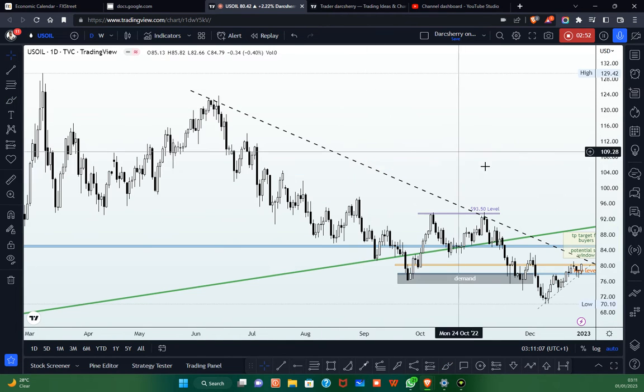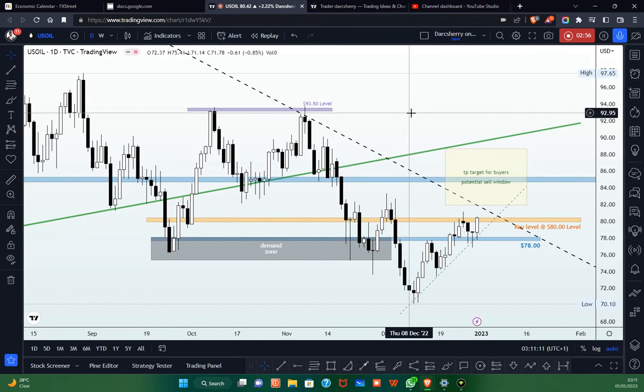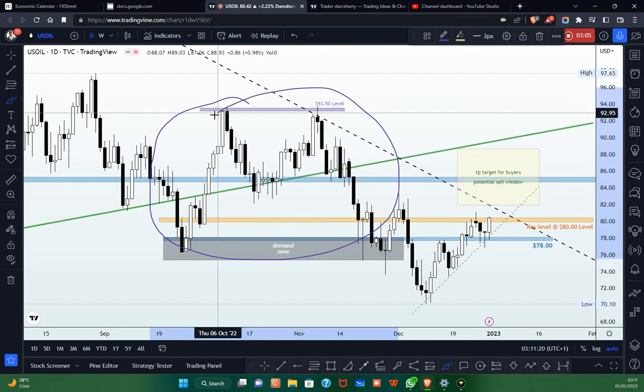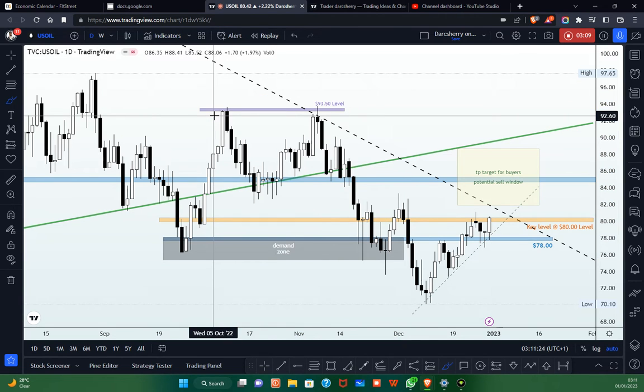And on the daily time frame here, the first thing you would observe in the last 3 to 4 months now is the fact that price action has been caught within a consolidation phase between the $93 level and the $78 area, hereby emphasizing the indecision in this market.